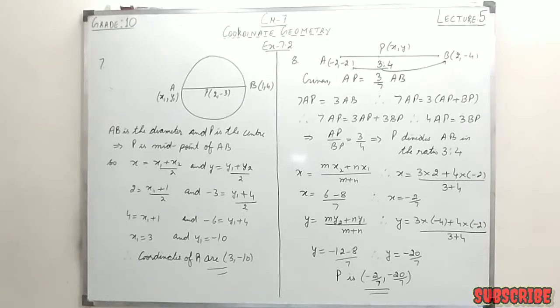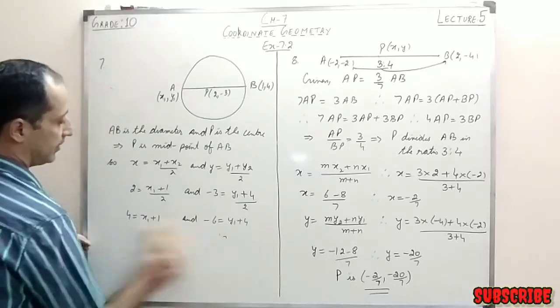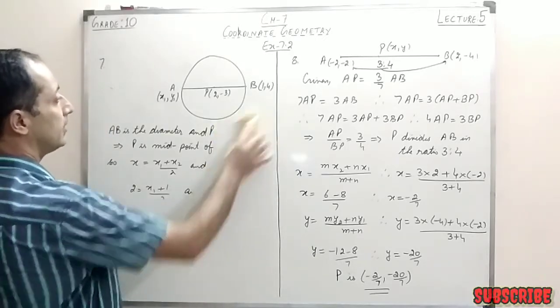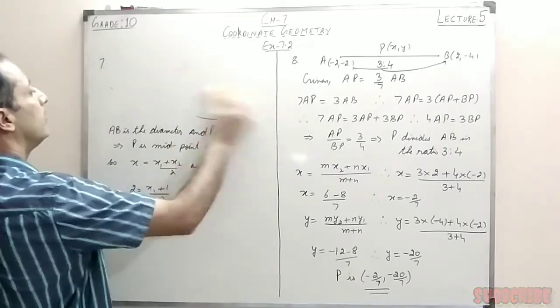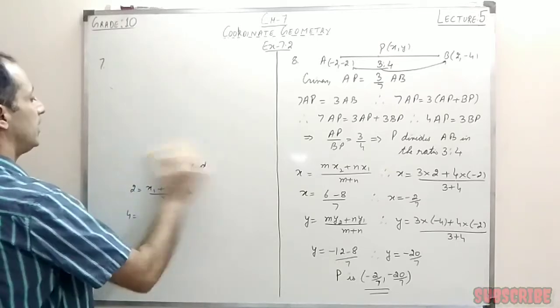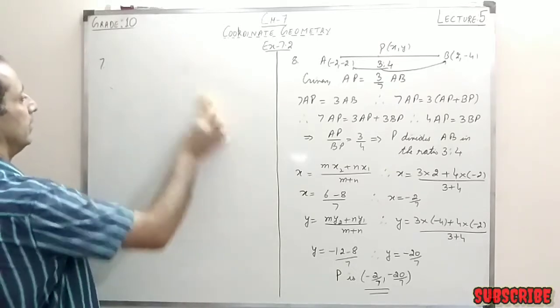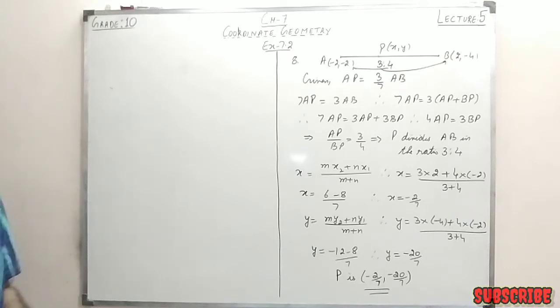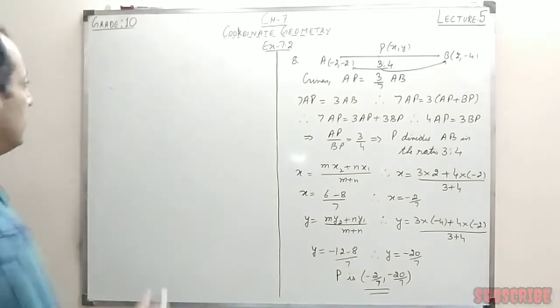Now in the next question it is given that we have to find the coordinates of the points that divide the line segment joining A and B into 4 equal parts. See, you remember in the previous lecture we did one question, that was the second question of this exercise, in which we discussed points dividing the line into 3 parts, trisection. Now we have 4 parts, right? So what we can do in this, let's see first what is given to us.